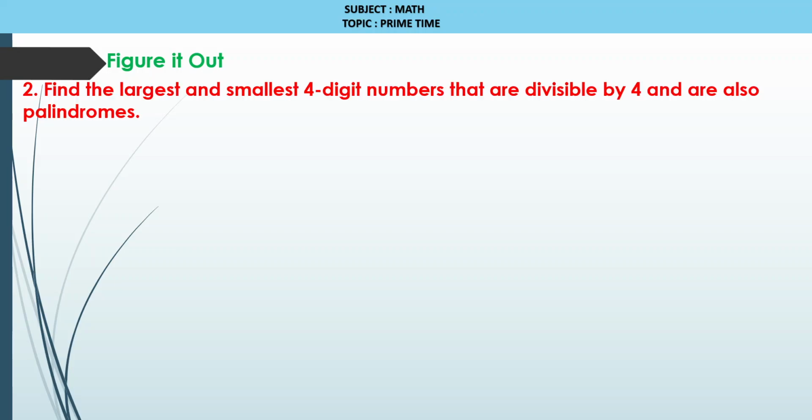Let us see question number 2. Find the largest and smallest 4-digit numbers that are divisible by 4 and also palindromes. First, a palindrome is a number that stays the same when we reverse the digits. For example, 121 is a palindrome because if we reverse it, it is the same. 232 is a palindrome.